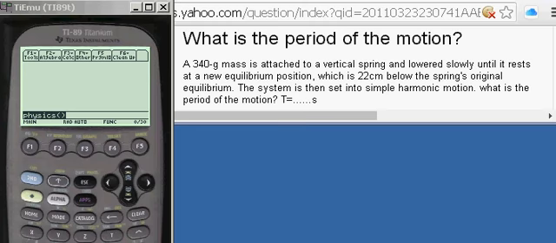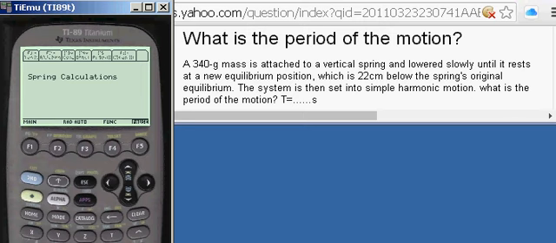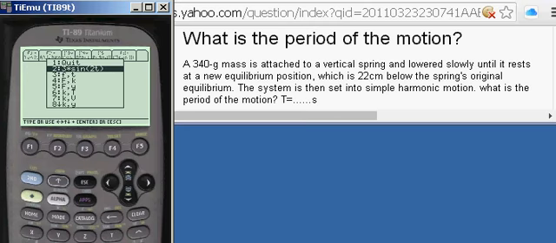Physics, to get to my menu, I'm already at springs. You'd scroll down to it if it wasn't there with the cursor here. So we're at spring calculations, and we're at vertical spring. We choose that, and then we choose what's given, which is mass and stretch.